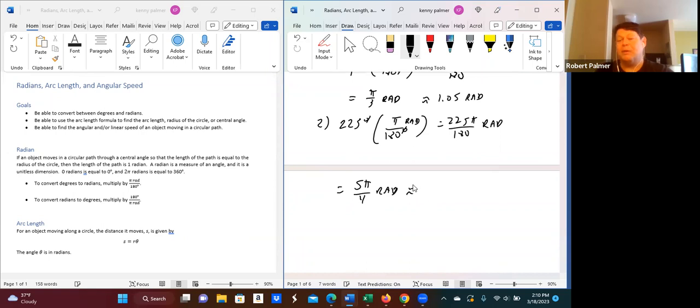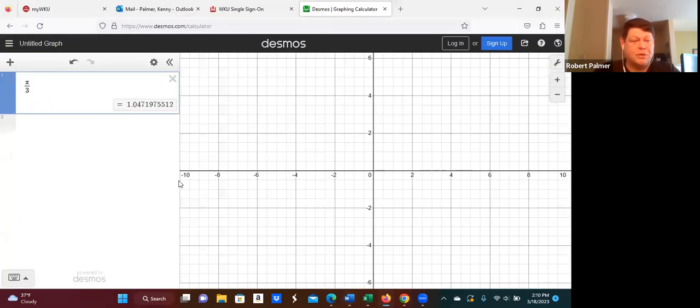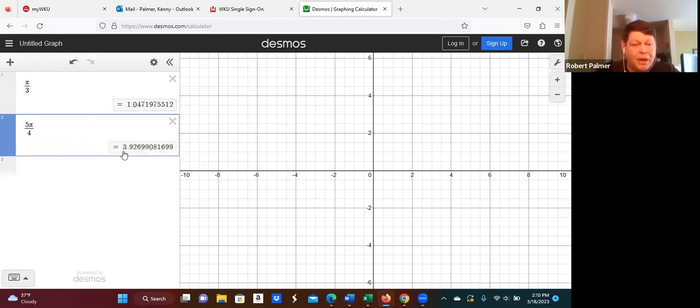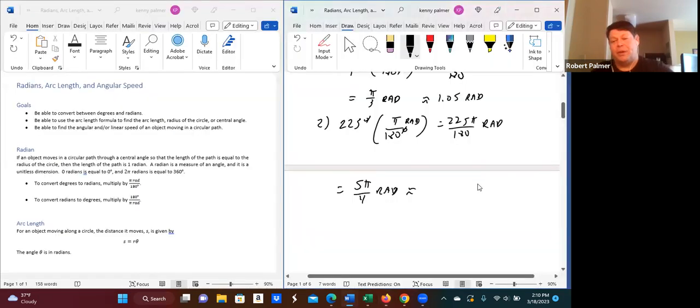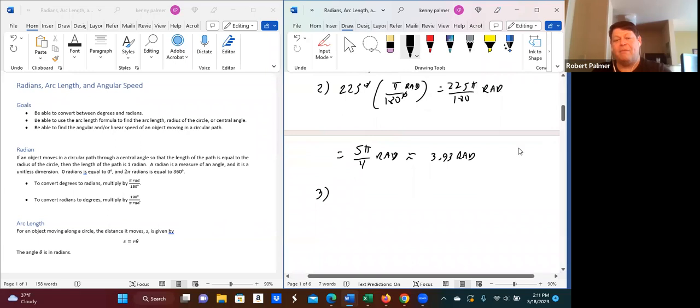Now, if you want to approximate it, let's just go to Desmos or a graphing calculator. Type in 5 pi, so do 5, and just type the letters pi, it gives you pi, divide it by 4, and you see we get approximately 3.93 radians. Let's do another one. Now, what if you have a larger angle, like a negative angle?